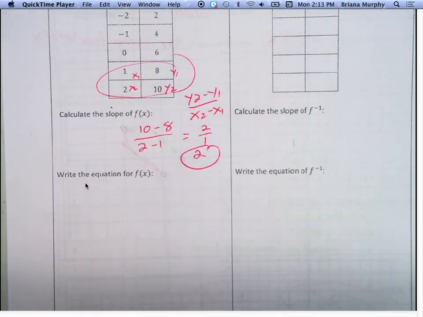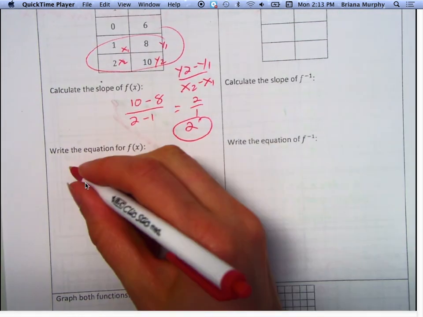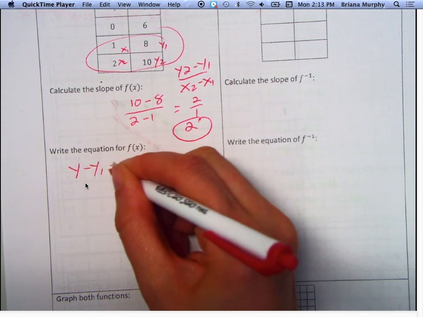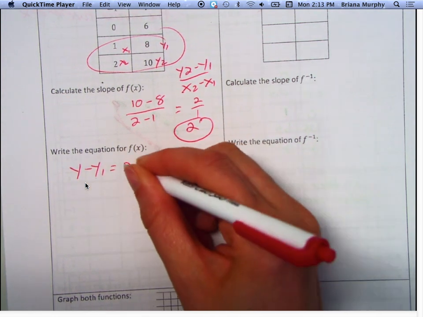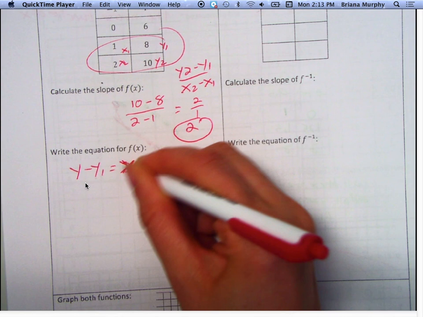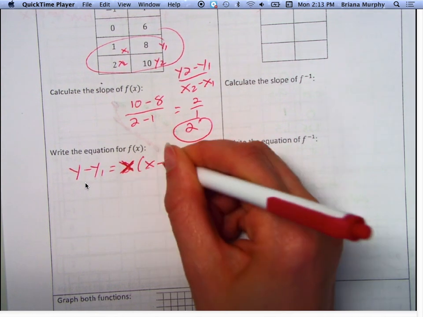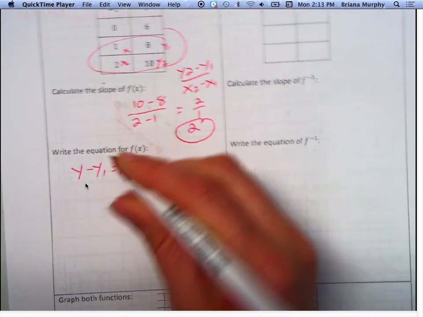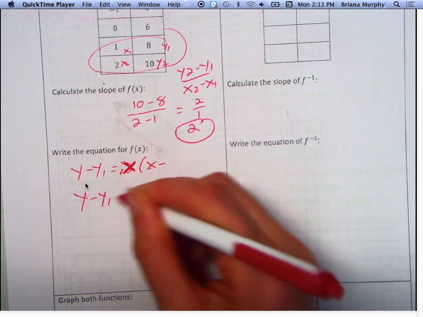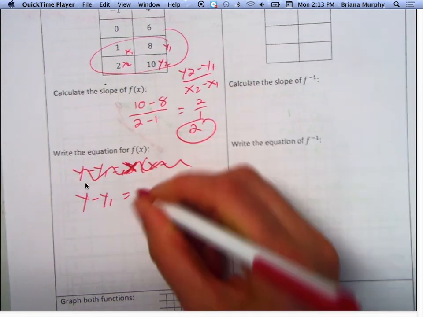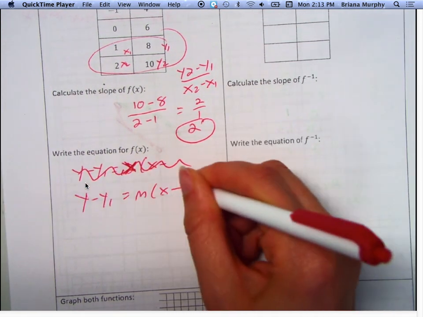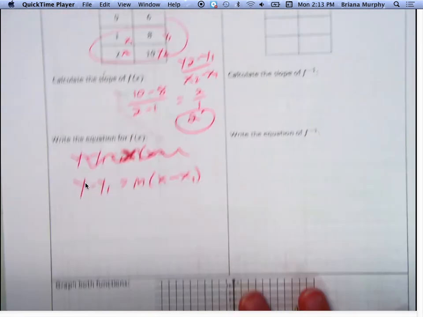Okay. Now we need to put this in the equation. Do you guys remember point slope? y minus y1 equals m times x minus x1. Point slope form?